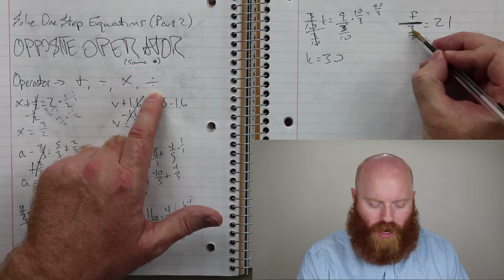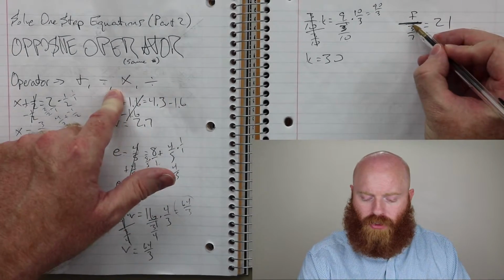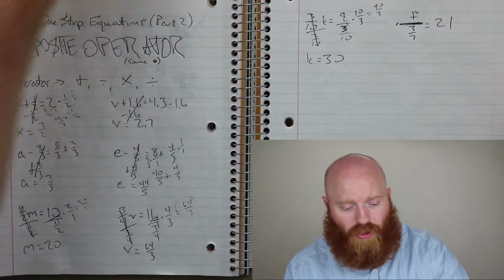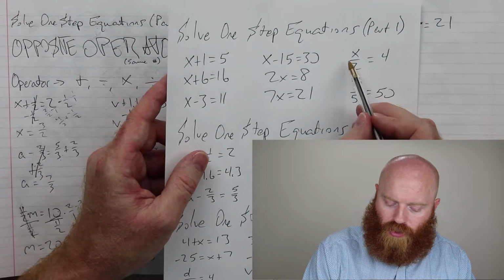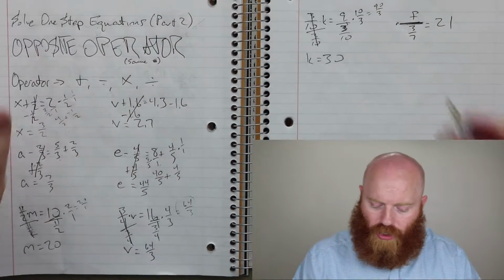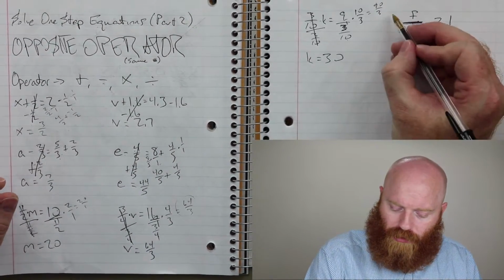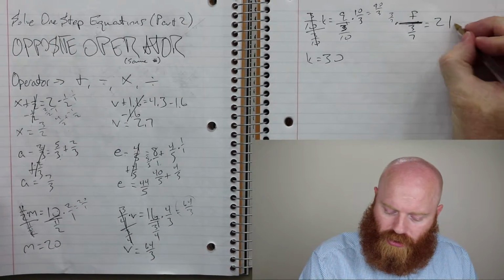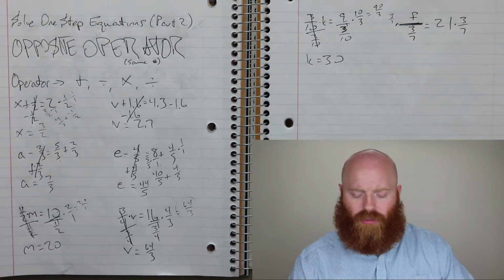So dividing by a fraction, the opposite of divide is times. Just like in the part 1 video, if you had to divide by 2, you'd put times 2, but I told you to put it up in the numerator. So instead of divide by 3/10, I'm going to times by 3/10. But if you times that side by 3/10, you've got to times that side by 3/10. You've got to do the same thing to both sides.